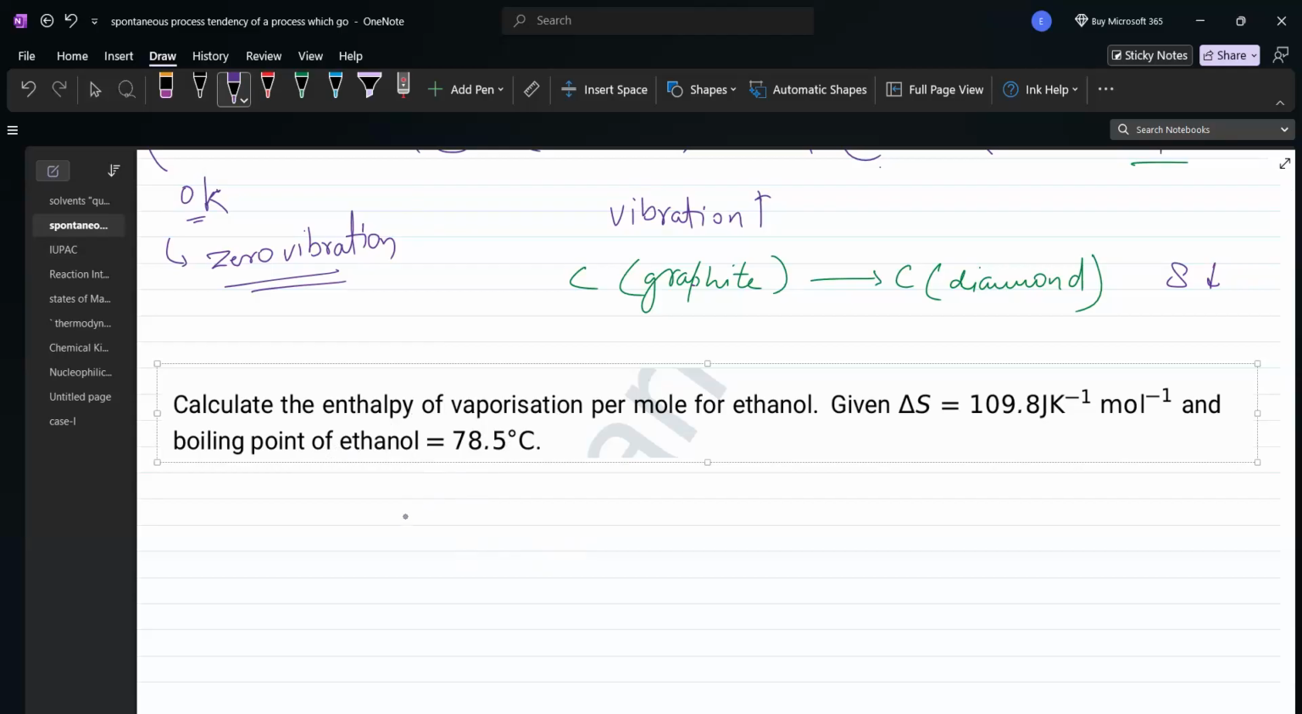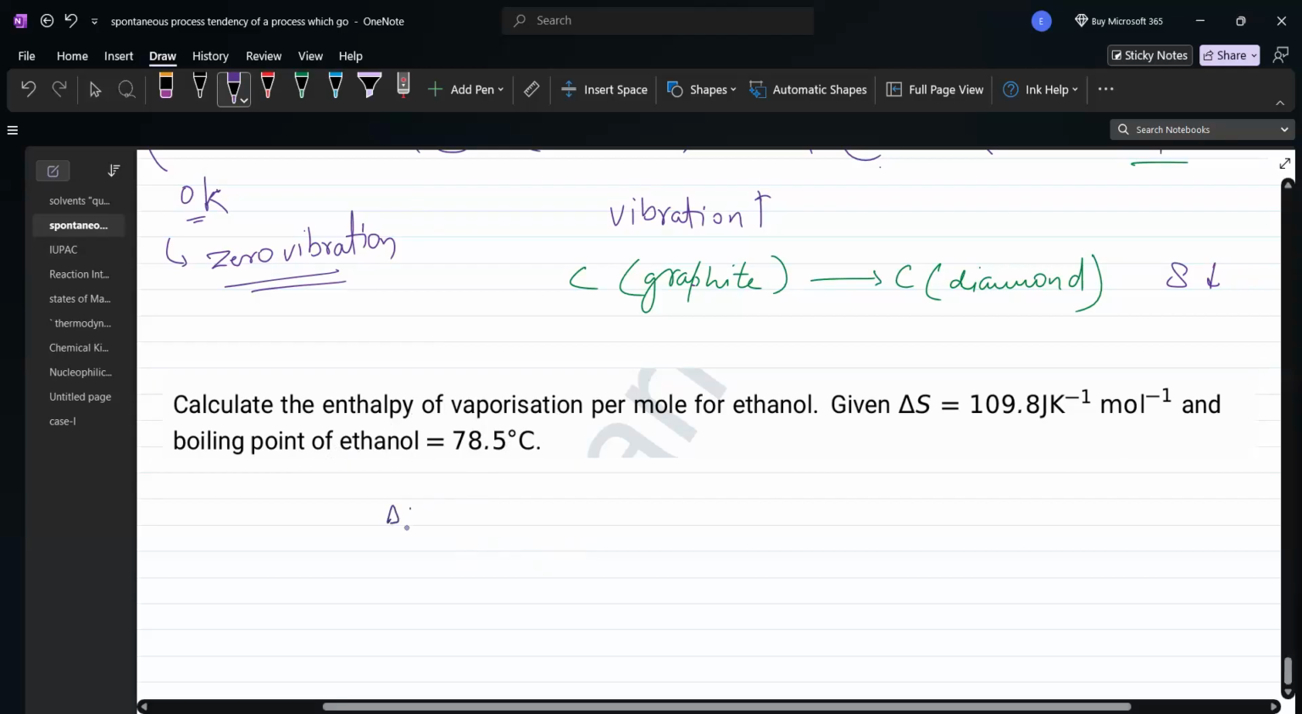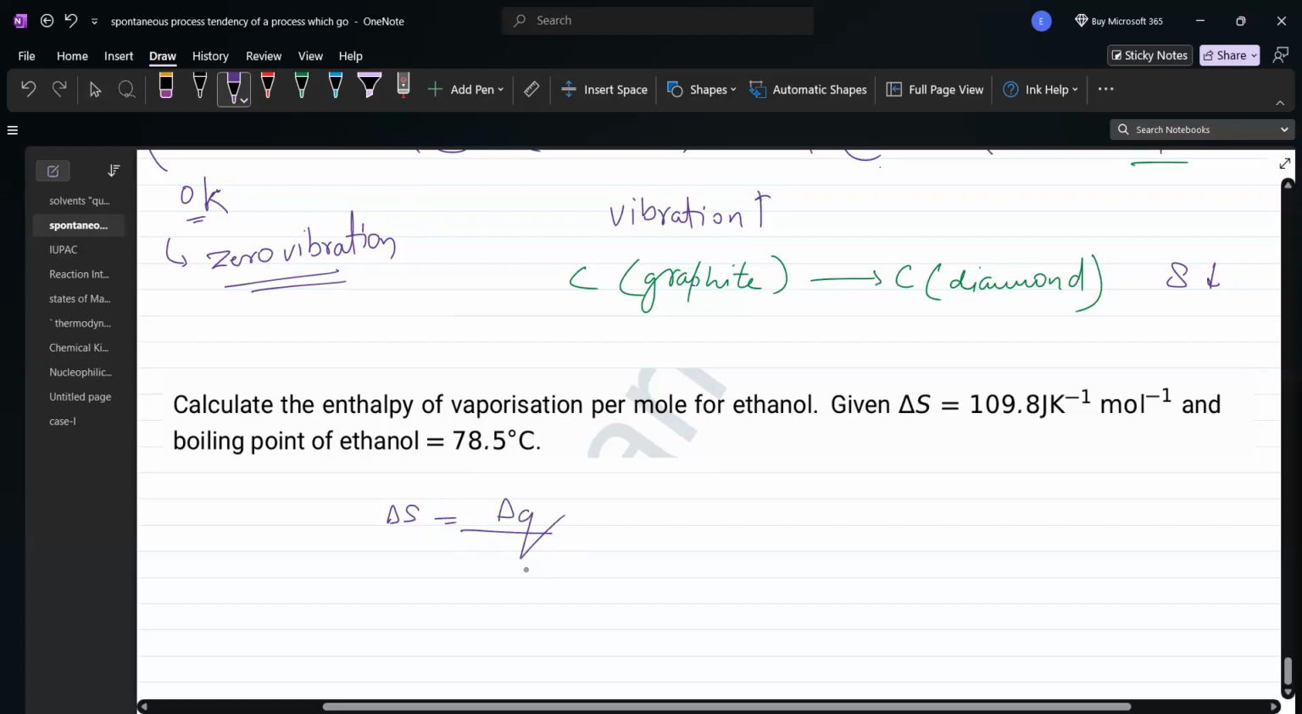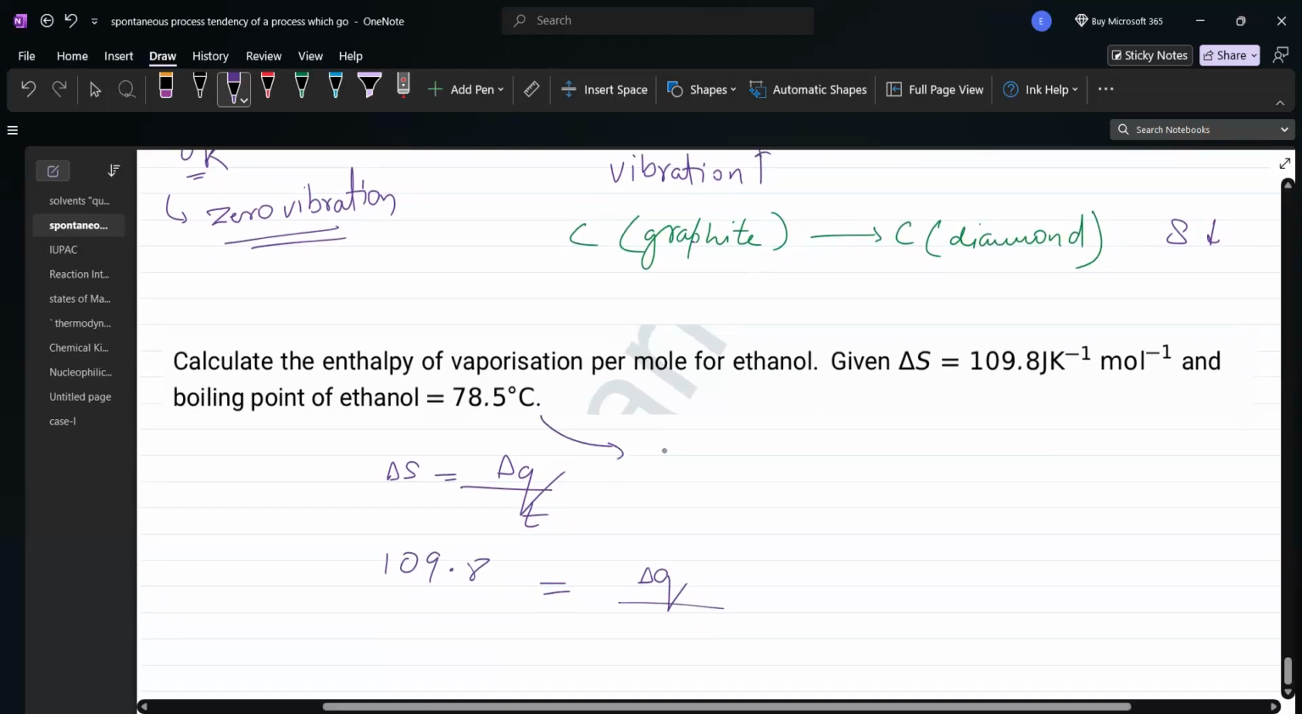So what is the formula? Delta S is equal to delta Q by T. The delta S is already given, so we just have to put in the formula, and it is delta Q which we have to find. Here this is the enthalpy of vaporization. Since the temperature is given in degrees Celsius, we will convert into Kelvin, right?